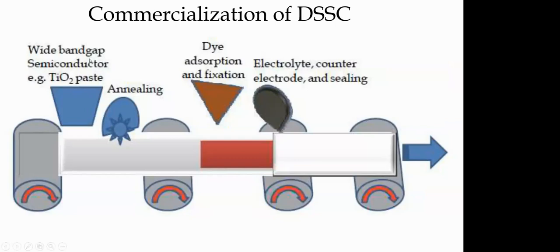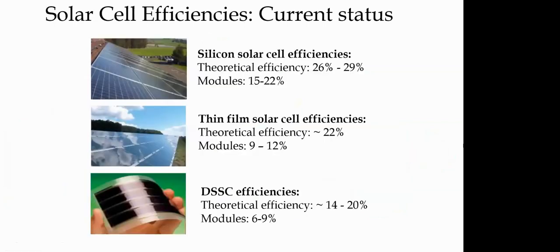So this is how the fabrication process works, where people can fabricate roll-to-roll dye-sensitized solar cells. They have integrated the coating of these TiO2 nanoparticles, then thermal treatment to cure them, then integrating the dye, and then integrating the electrolyte, and then sealing the device, and then taking it out. That is there.